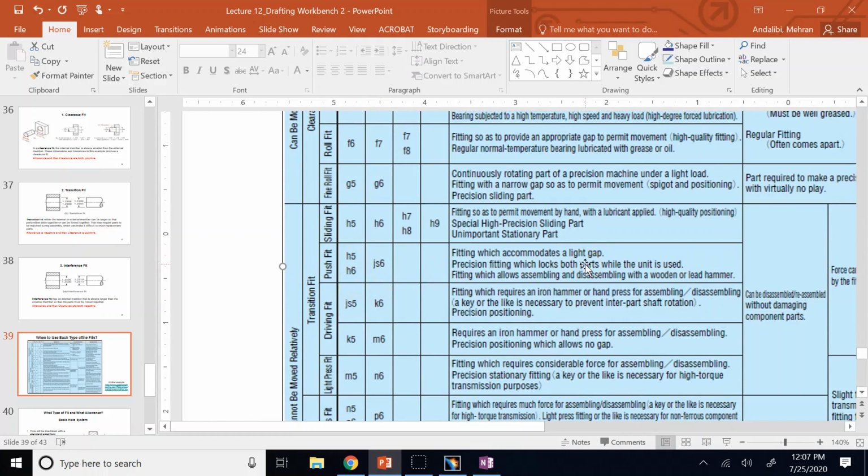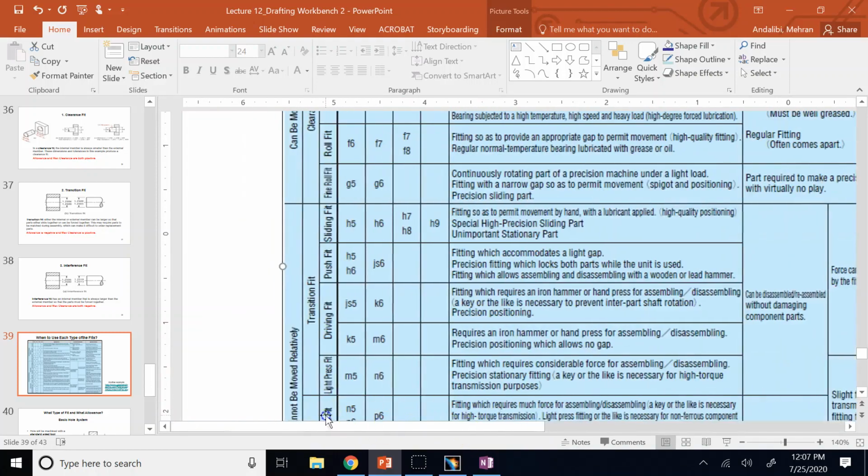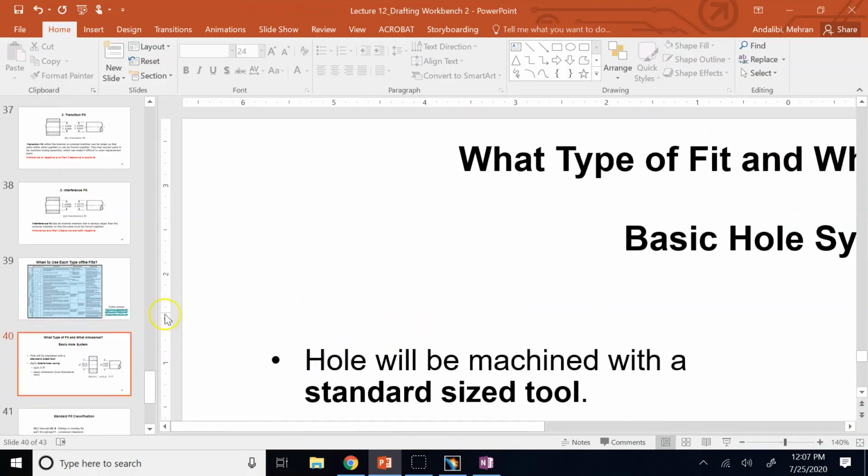These are for the parts that have a light gap, or a precision fitting which locks both parts while the unit is used. Like what? Like fitting coupling flanges together. Like fitting a gear rim and a bush together. Like the reamer bolt to fix the shaft of a gear pump, right? Or a flexible axis coupling and a gear, right? So you can see the real life examples, and then we come down to what?